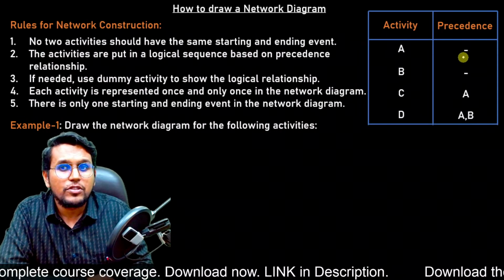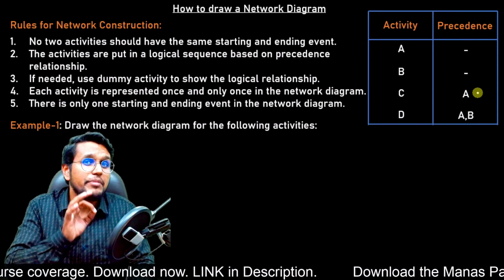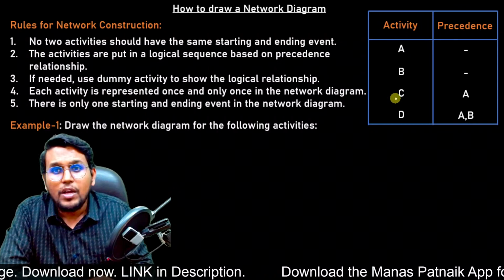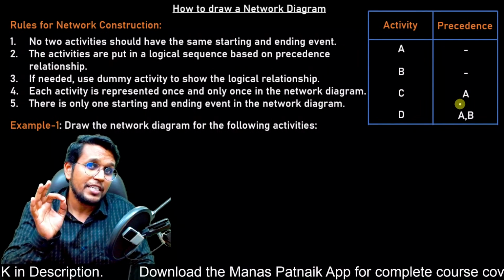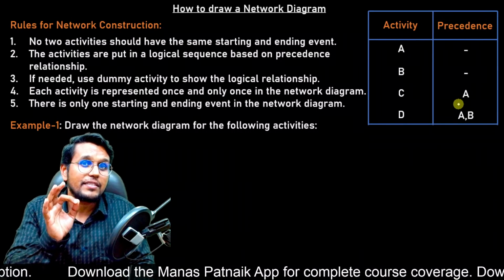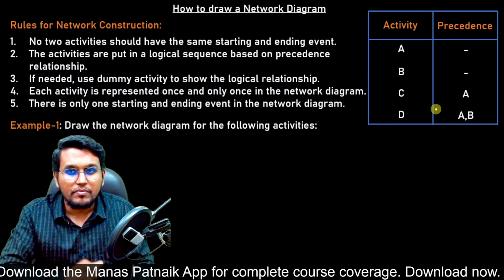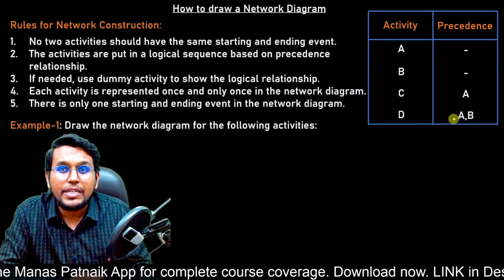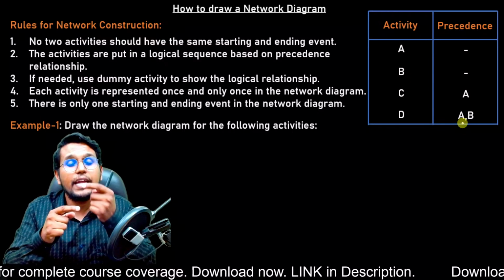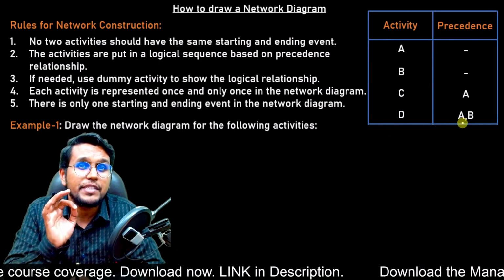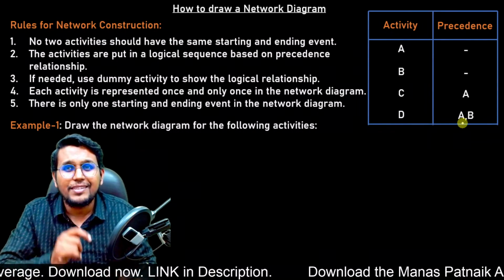So A and B have no precedence. That means A and B can be started immediately. Now activity C depends on A. That means C can be started when only activity A is completed. Activity D depends on A and B. So activity D can be started when A and B, both the activities, are completed. So this is the precedence.